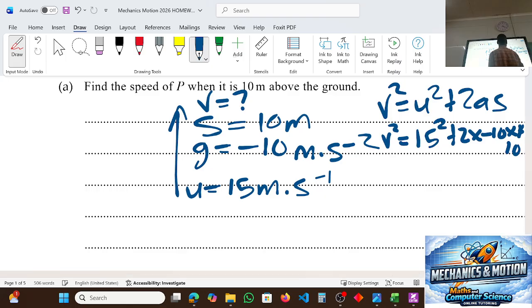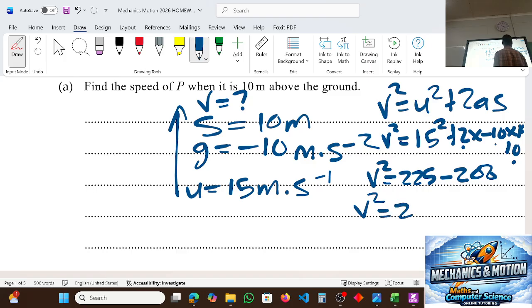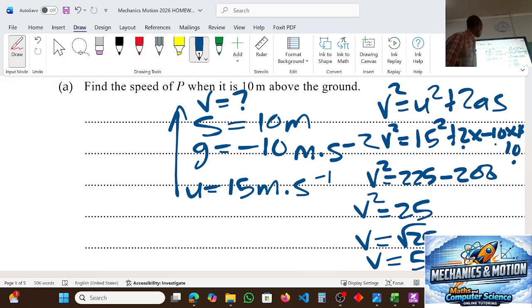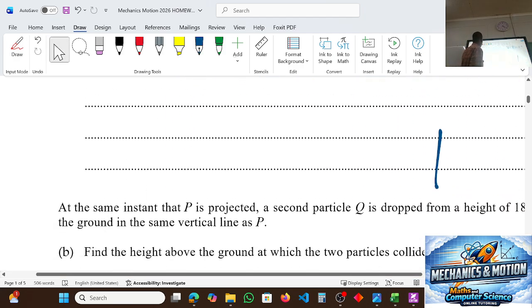Then when we simplify, it's going to be V squared equal to 225 minus, when we simplify, 2 multiplied by negative 10 multiplied by 10 gives us negative 200. And the simplification gives us V squared equal to 25. So V will be equal to root of 25. Therefore, our V is 5 meters per second. So that's how we will resolve the first part. Let's have a look at the incoming part, which is B.